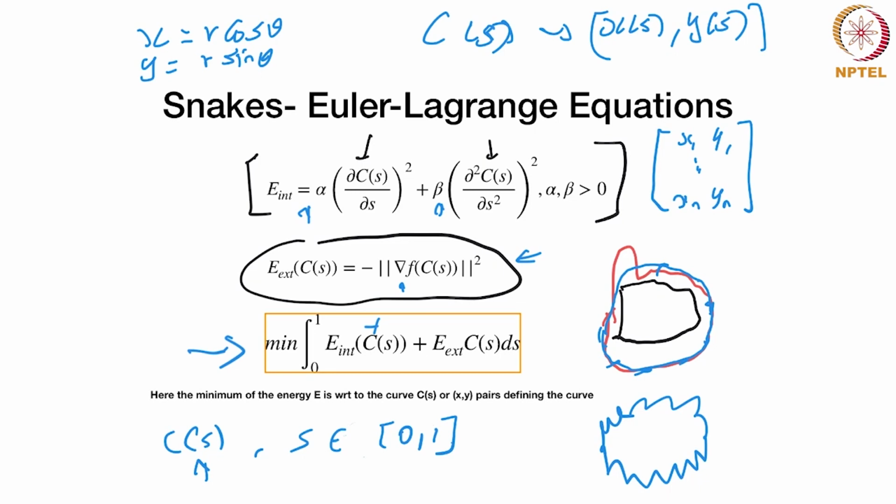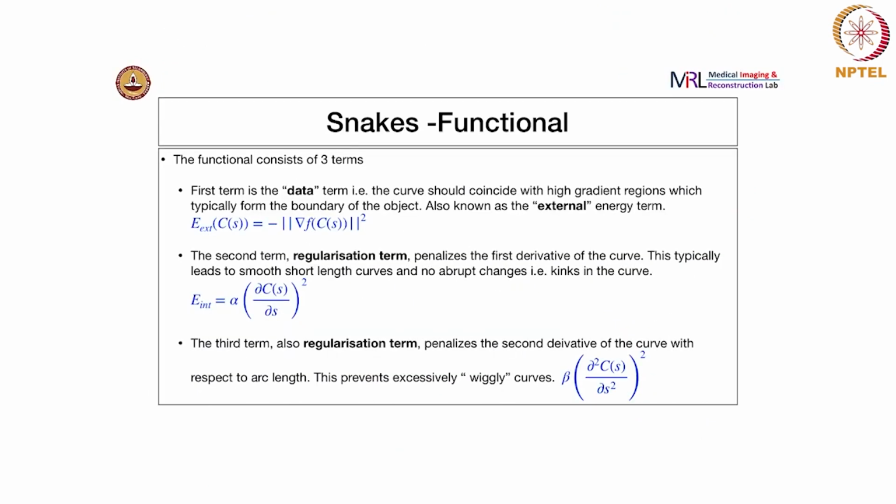And of course remember S is the parameterization of the curve. S varies continuously from 0 to 1, and as S varies continuously from 0 to 1, you can generate x and y as you will. Likewise, just to get a better understanding of this next functional, consisting of three terms. The first term, the data term: the curve should coincide with high gradient regions, which typically form the boundary of the object. In medical imaging, and in a lot of situations, the boundary does have high gradients.